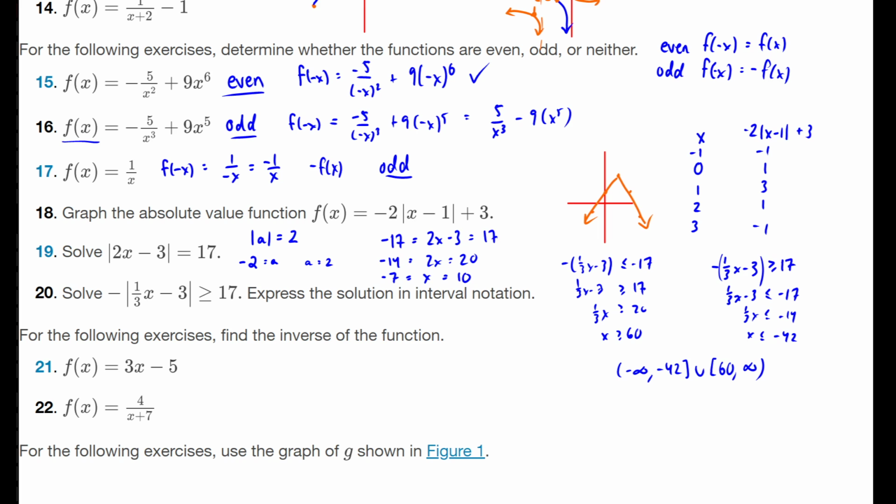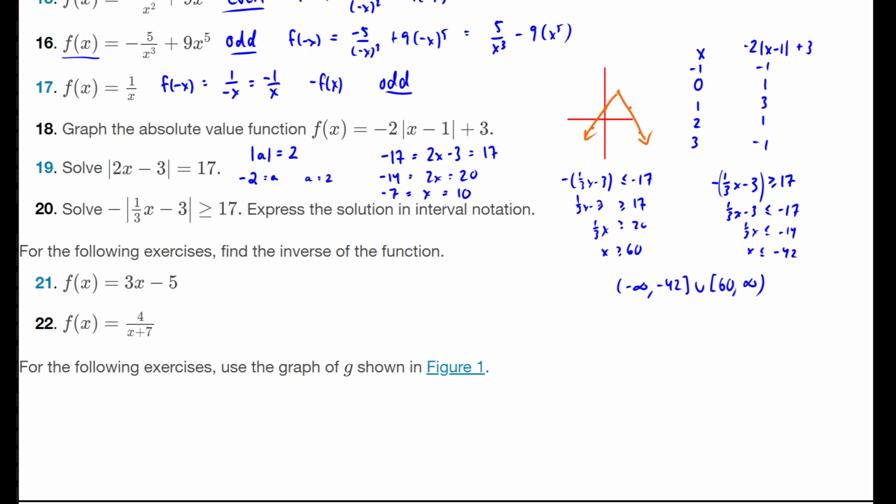For the following exercises, find the inverse of the function. So what we're going to do here is we're going to change f of x into x. We're going to change all of our x's into y's. So 3y minus 5. And now we're going to isolate y. So x plus 5 is going to be equal to 3y, which means that y is going to be equal to x plus 5 over 3.